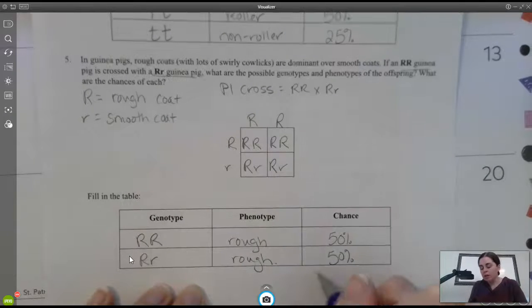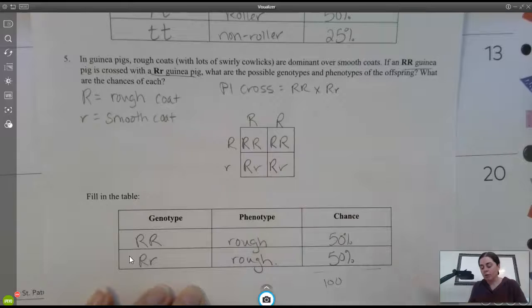And remember, the chances need to equal 100 if you were to add them all up. So that can help you double check and make sure that you're doing it correctly. Okay? All right, that is the end of that one.